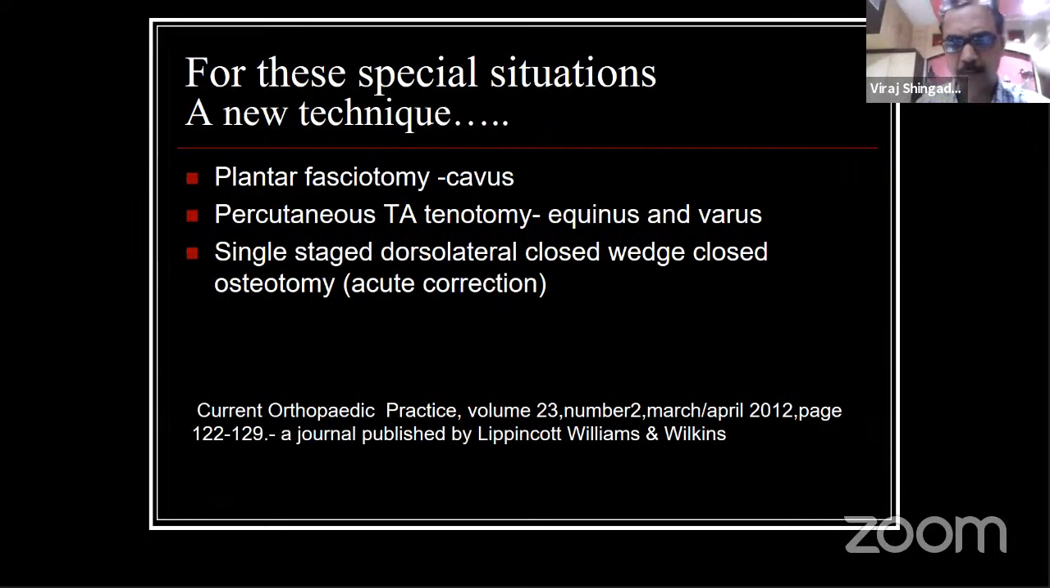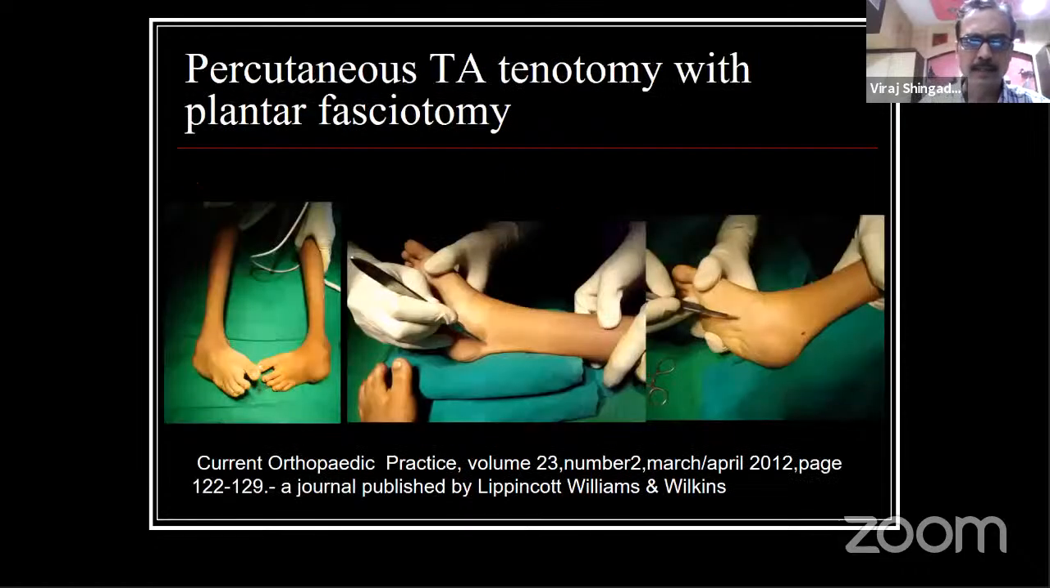So this is a kind of middle path we have devised, where we do the plantar fasciotomy for the correction of the cavus, rather than asking them to come for the 4 or 5 castings required for the correction of the cavus. So everything is done at the same stage. We do the plantar fasciotomy to correct the cavus, and then the percutaneous tendo-Achilles tenotomy, which will correct the equinus and to a great extent the varus as well. And then we do the single stage dorsolateral closed wedge osteotomy. Now this is a picture of how we do this. The tenotomy is a complete tenotomy.